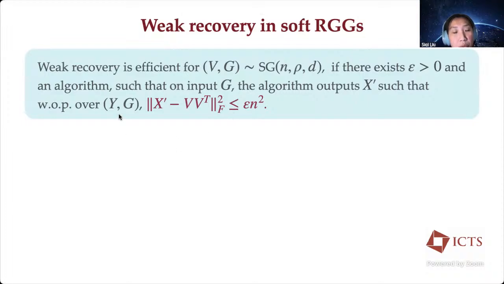So what does weak recovery mean? Weak recovery just means that when one is given the graph G, there exists an efficient algorithm and a constant epsilon, such that the efficient algorithm would output a guessed inner product matrix X prime, such that its Frobenius norm distance from the actual inner product matrix is bounded by epsilon n squared. So it's better than a random guess.